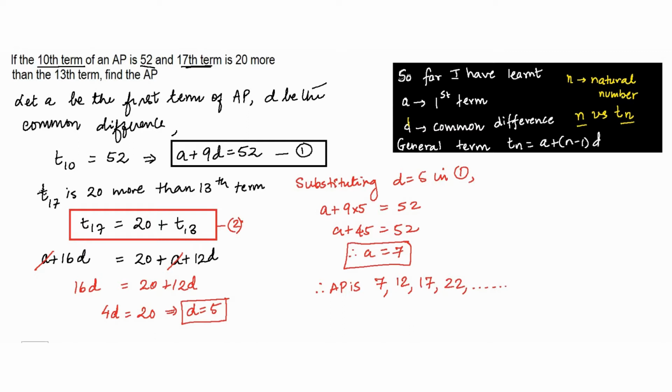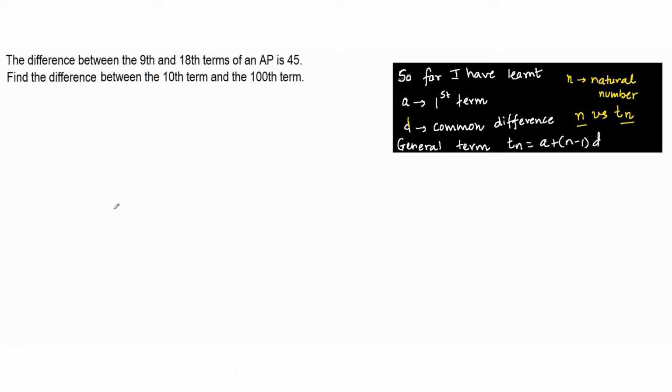Moving on to the next question. Let us take a look at the following question. The difference between the 9th and the 18th term of an AP is 45. So it's given that the difference between T9 and T18 is equal to 45, which implies that T9 minus T18 is equal to 45, right?